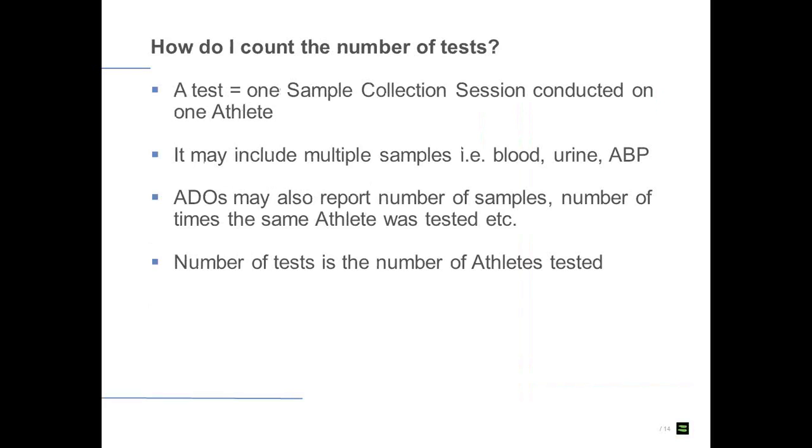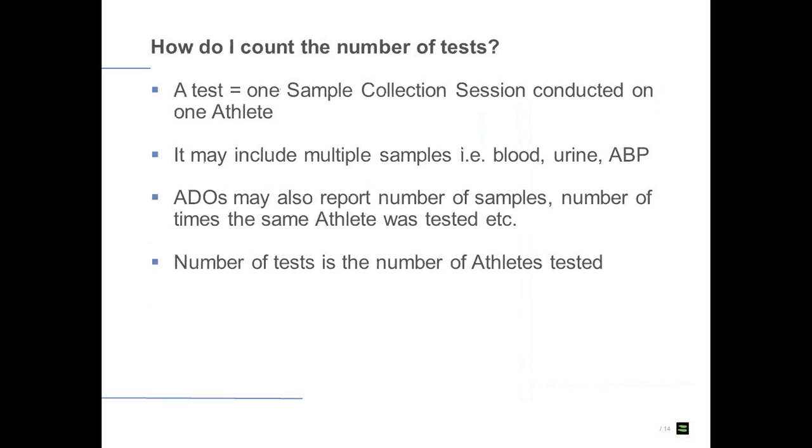When we looked into how ADOs counted the number of tests, we came across various counting methods. As an example, some ADOs count a urine, a blood and an ABP sample as 3 tests. Others counted dilute samples and even the number of ESAs and growth hormone analyses as individual tests.